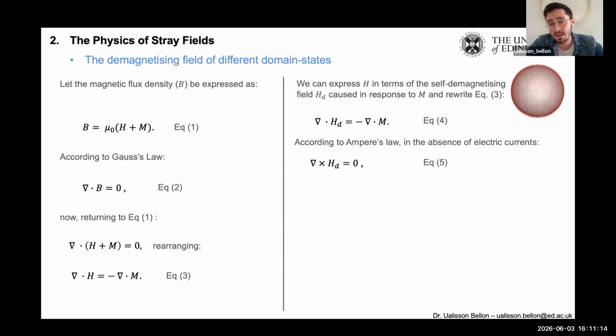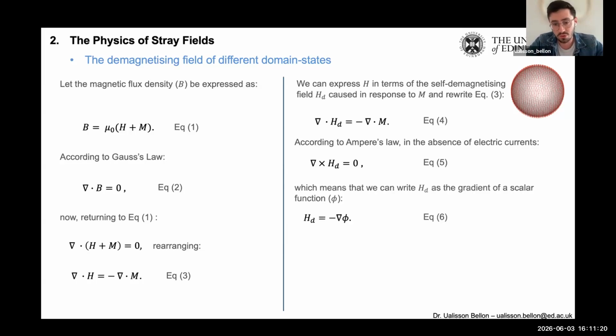And because of that, if we think that we are in the absence of electrical currents, the curl of this field should also be zero, which means we can express it as the gradient of a scalar potential function of this self-demagnetizing field outside of the particle.